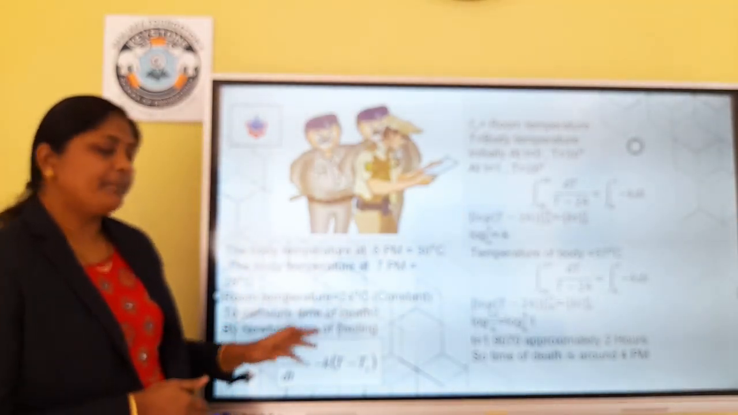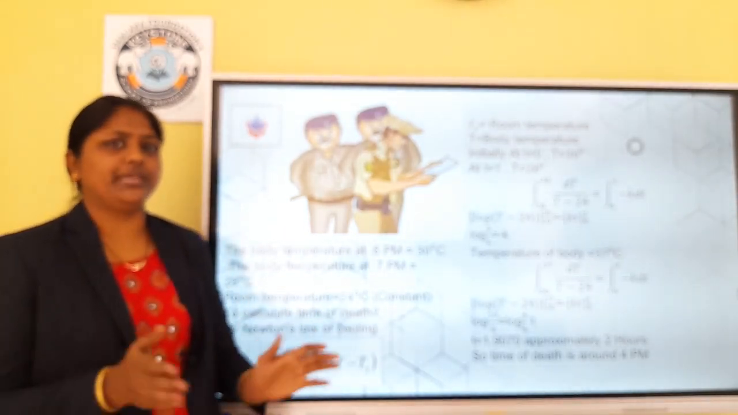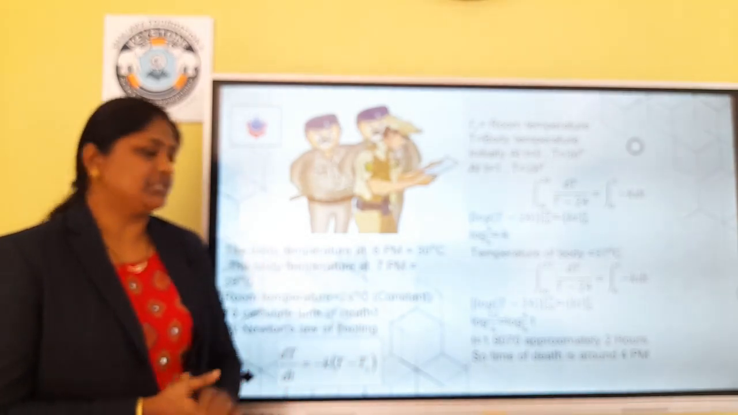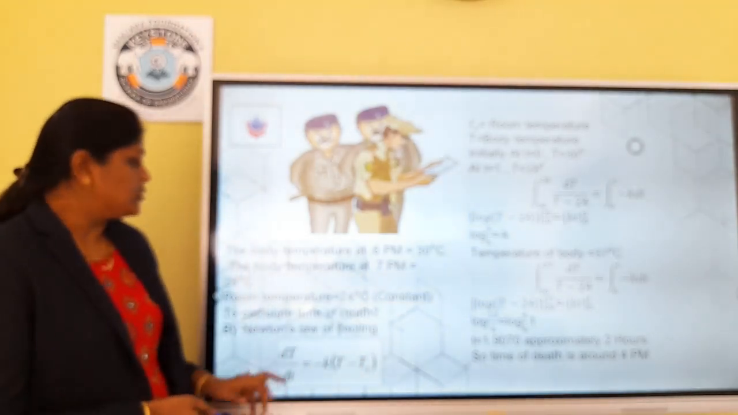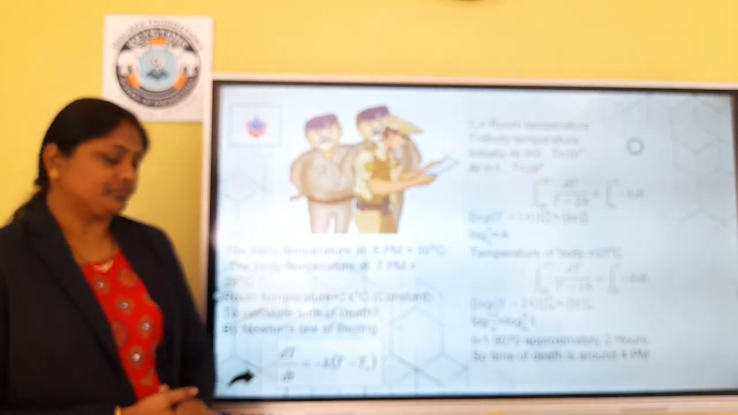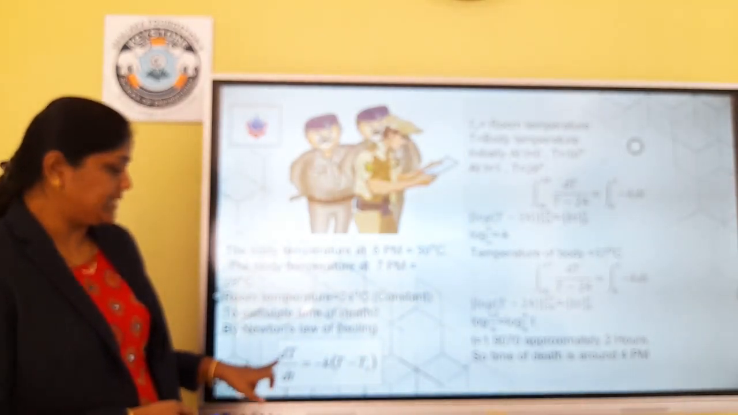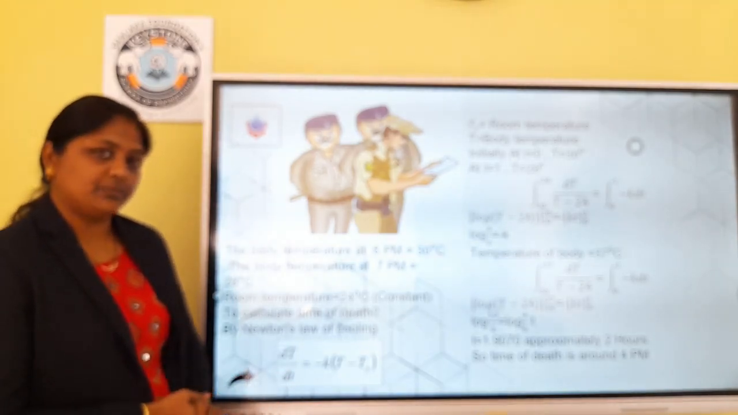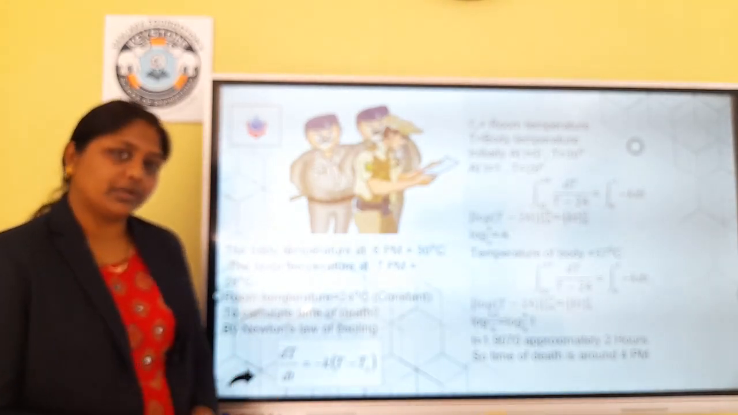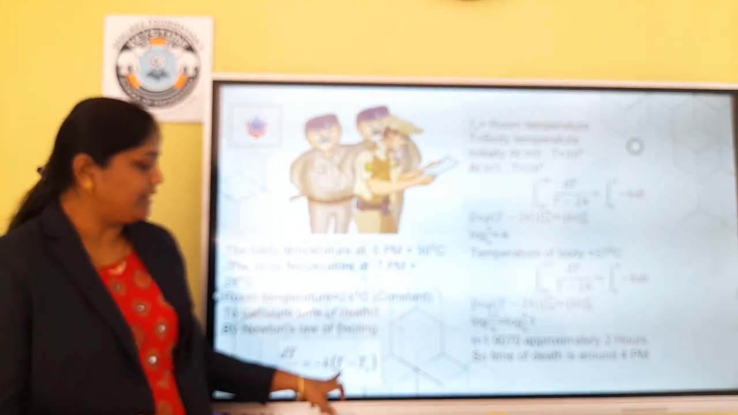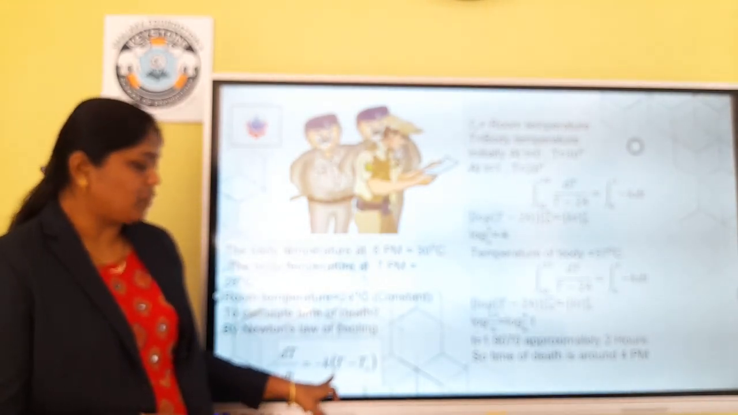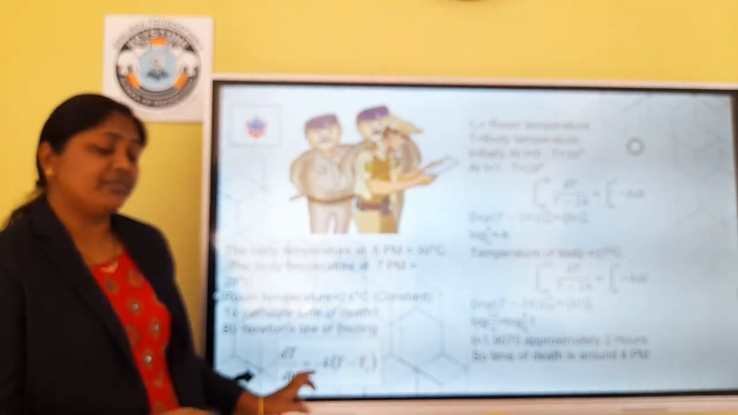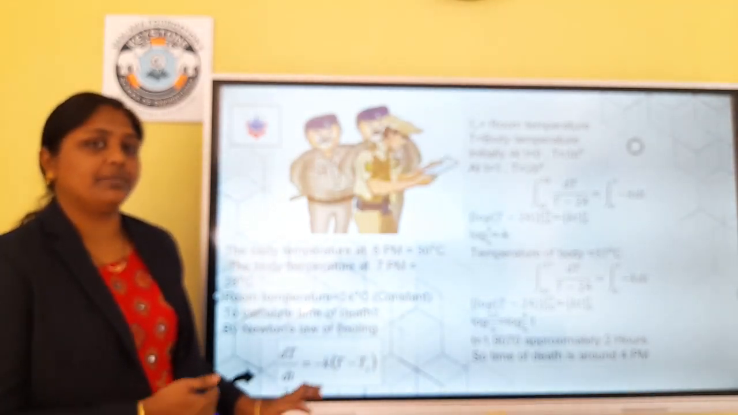And the room temperature is constant. We are ignoring the other contents in that room, and the room temperature is a constant term. So what is Newton's law of cooling? This is Newton's law of cooling: dT by dt, that is the rate of change of the temperature of the body with respect to time, is proportional to the difference between the temperature of the body and the surrounding medium. So Newton's law of cooling helps in finding the time of death.